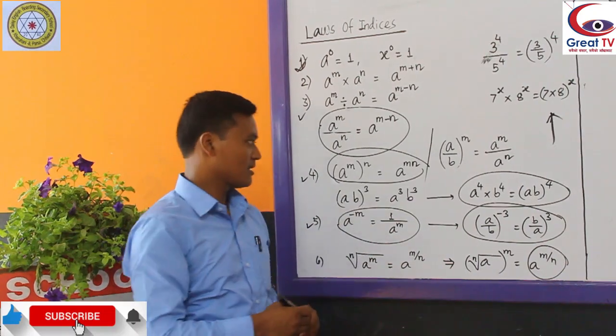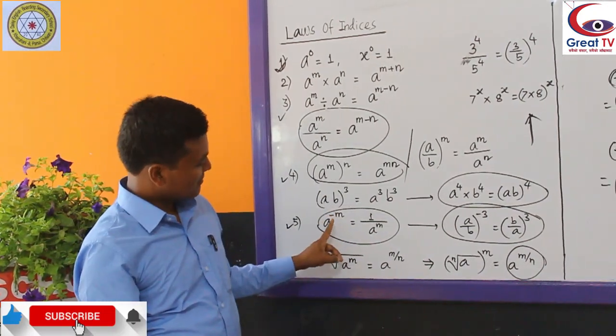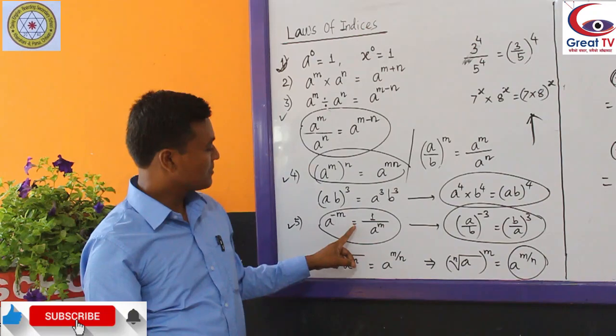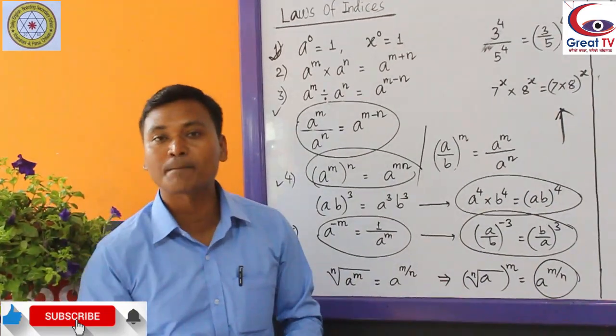Similarly, the next, we do have a to the power minus m equals 1 by a to the power m.